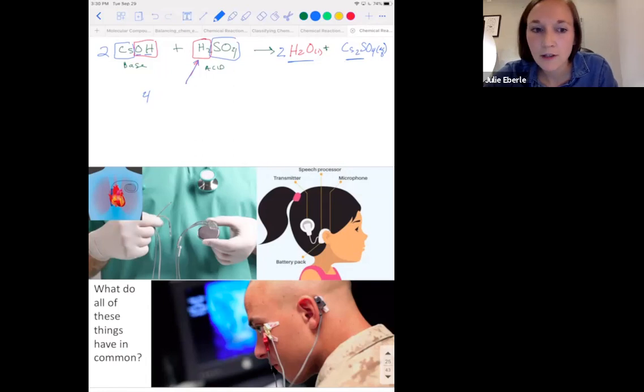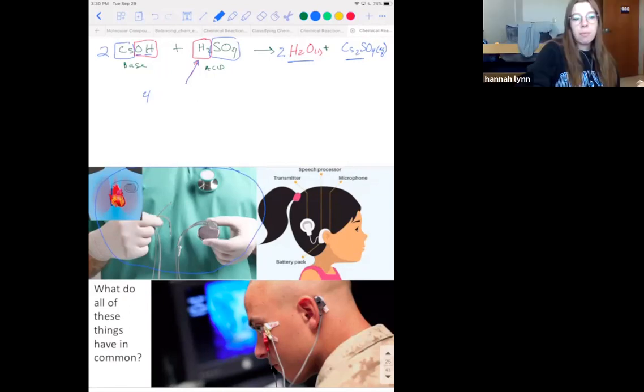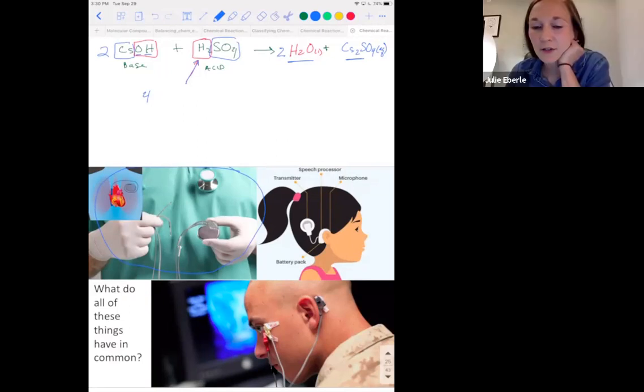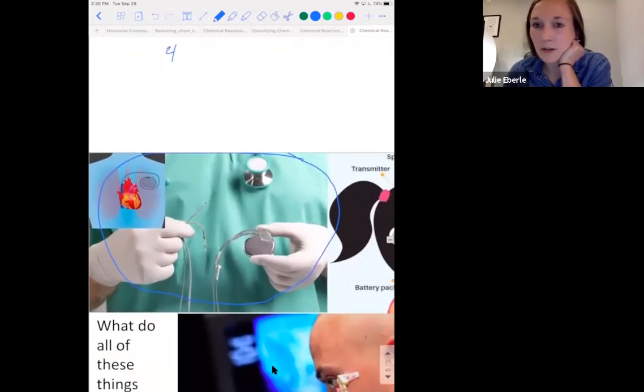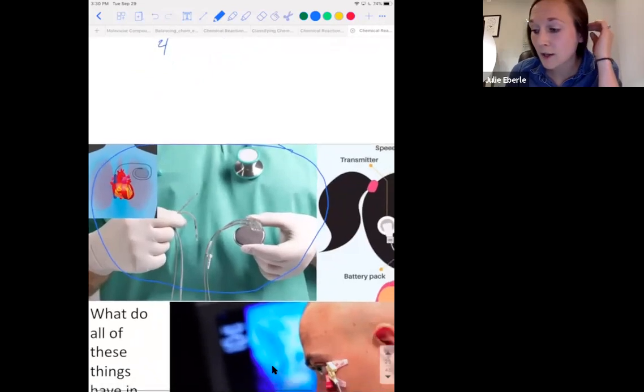So what do all these pictures have in common? First off, what are these things? What is in this picture right here that I just circled? Anybody know? Is that a pacemaker? It is a pacemaker. Dallas, that's the picture on the right. We'll get to that in a second. So if you see, I put this picture with the heart. This is a pacemaker.